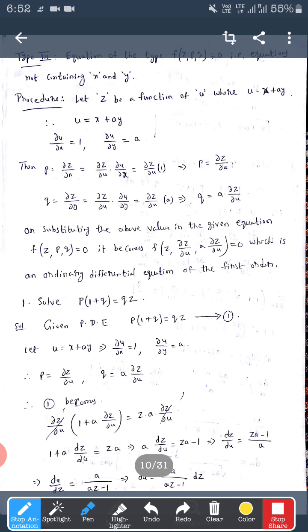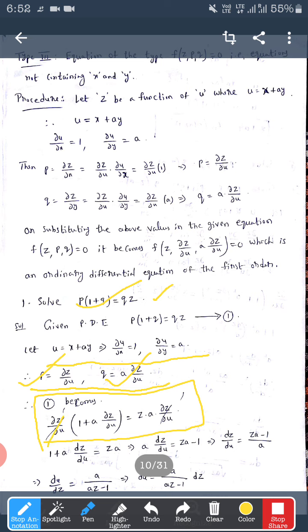So coming to the first problem, p into 1 plus q is equal to qz. We are assuming u is equal to x plus ay. Therefore, dou u by dou x becomes 1, dou u by dou y is equal to a, and p is equal to dou z by dou u, and q is equal to a into dou z by dou u. After substituting this p and q in the given equation, equation 1 becomes dou z by dou u into 1 plus a into dou z by dou u is equal to z into a into dou z by dou u.